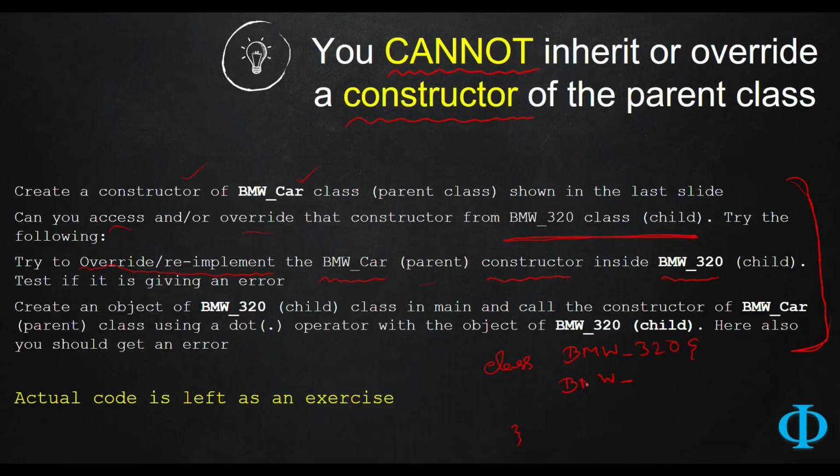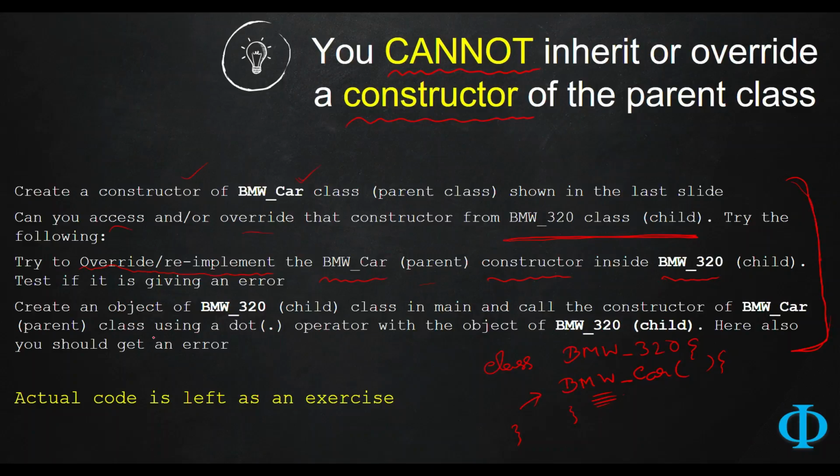BMW car, and then you are doing something. If you just do it like this, you are definitely going to get an error, and it's not going to override the constructor in the child, because it cannot be overridden.